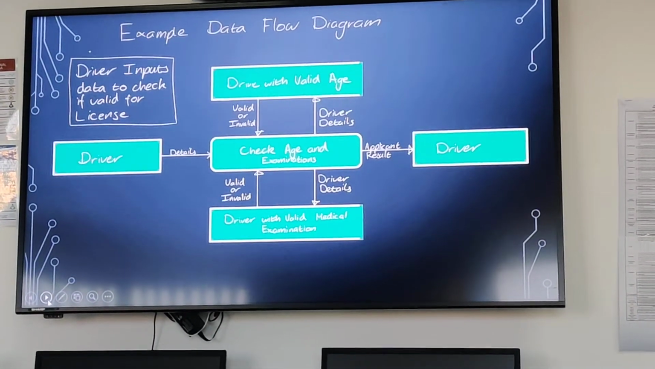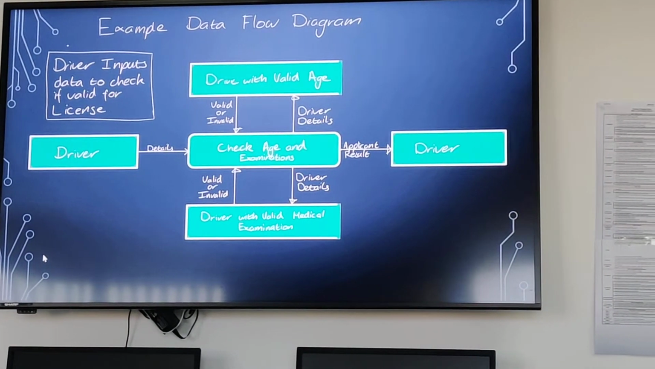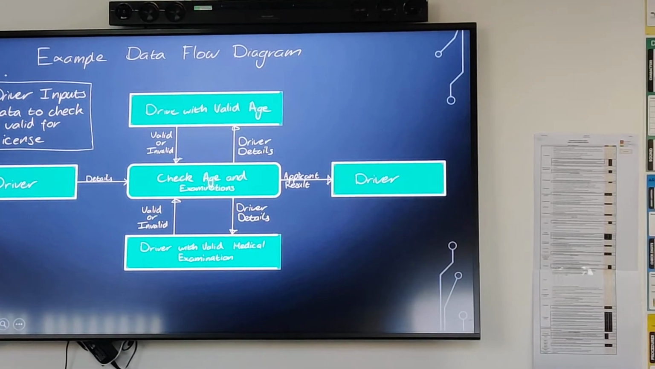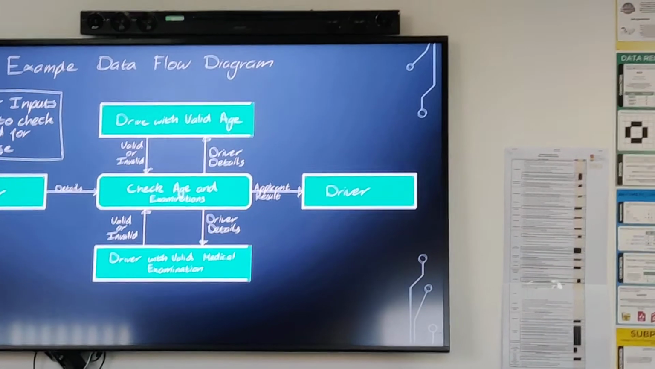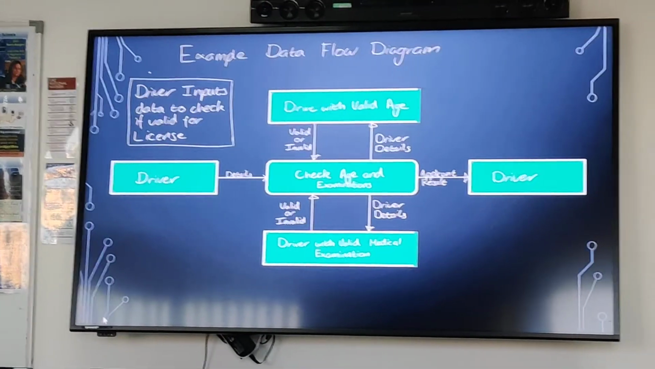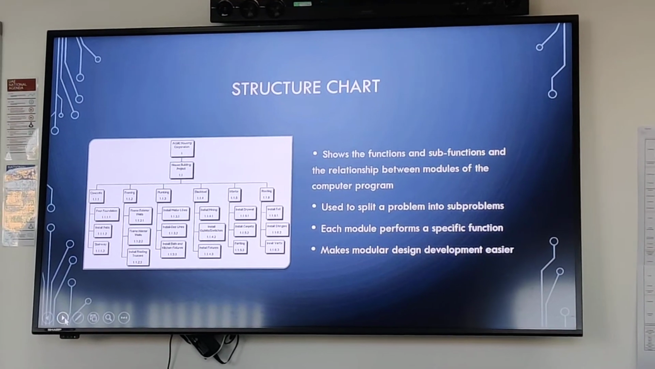The main difference with this one is that with the DFD, you see each of the arrows has a label. You don't have that on flowcharts. You have to have labels on DFDs to represent what all the information is passing to and from each process. Okay, now we come to a structure chart.